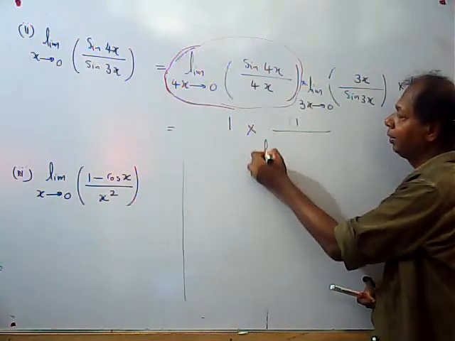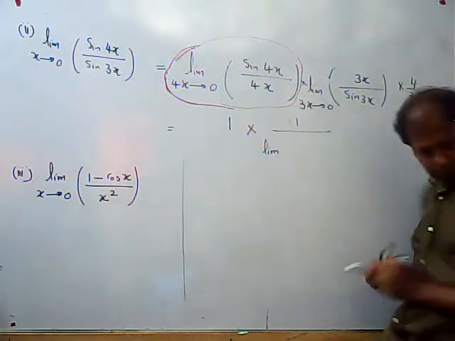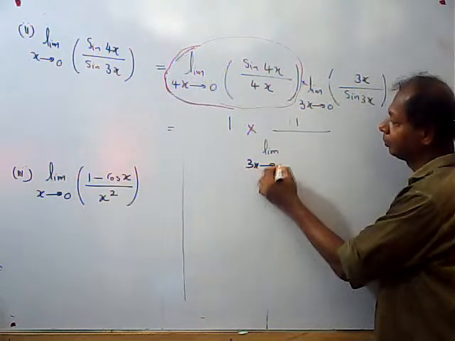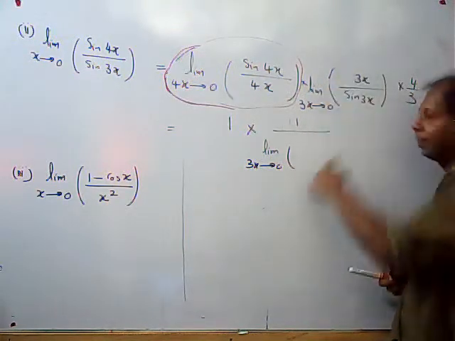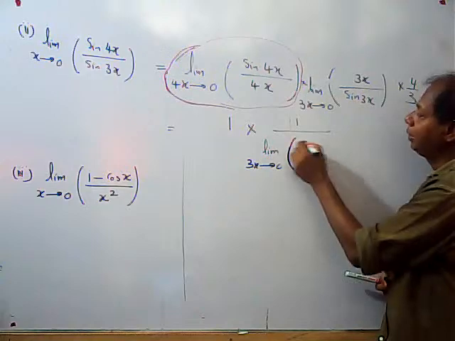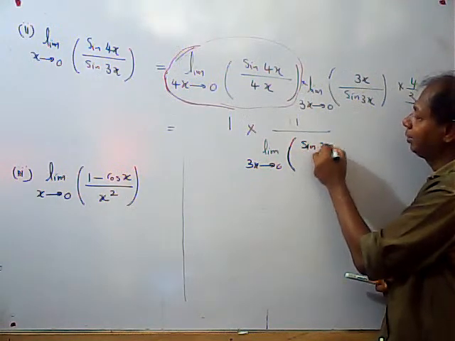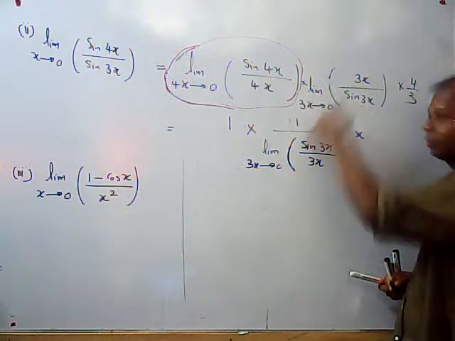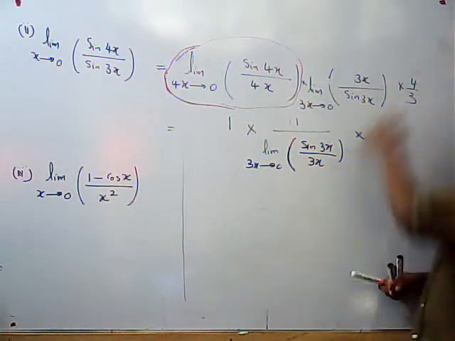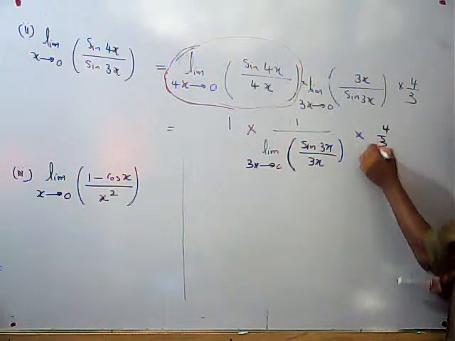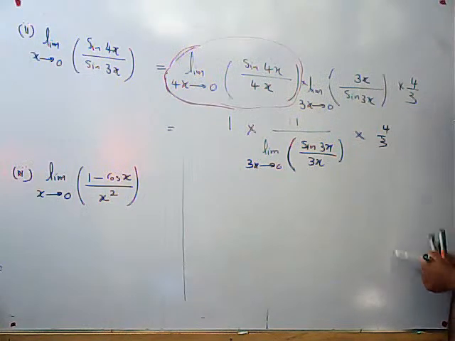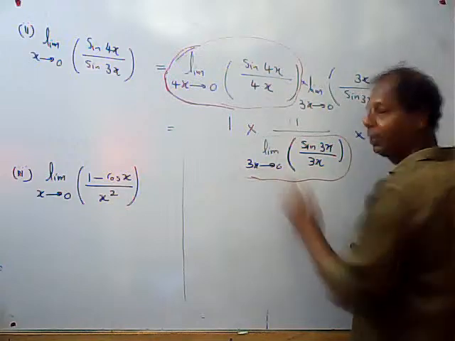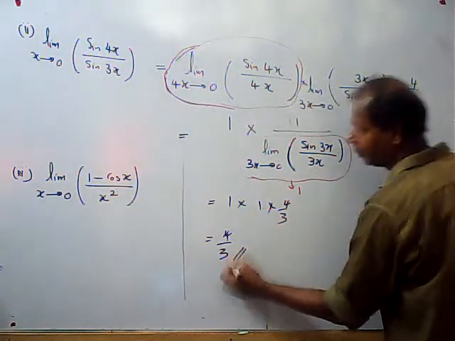1 over limit as 3x goes to 0. This part I'm writing turning upside down. It will be then sine 3x over 3x. This part you can write like this, into 4 over 3. Now again this part will give, again everything is set over 3.